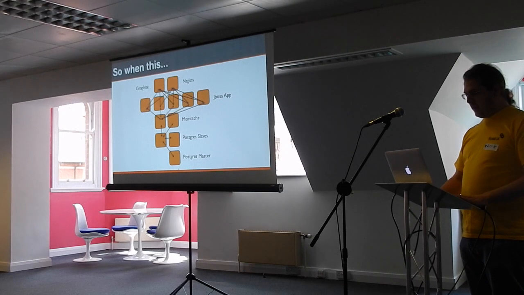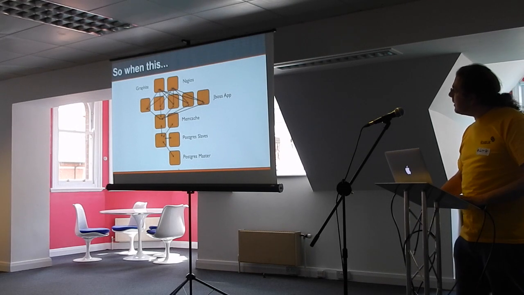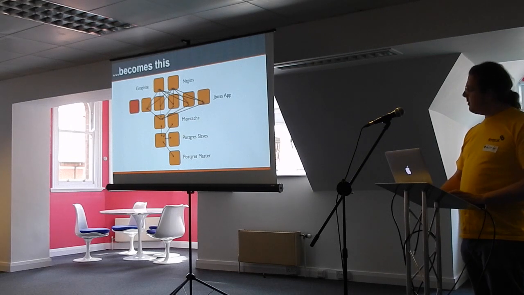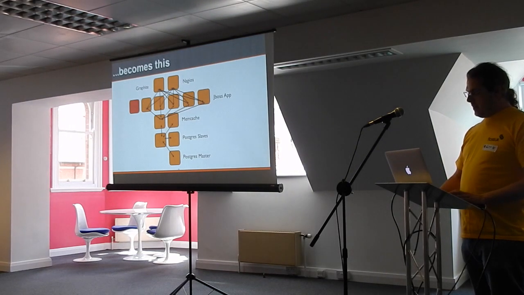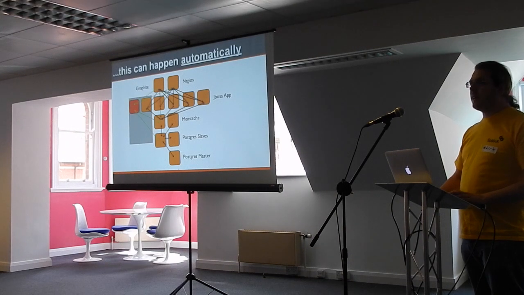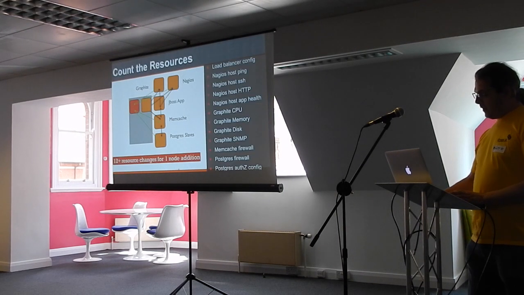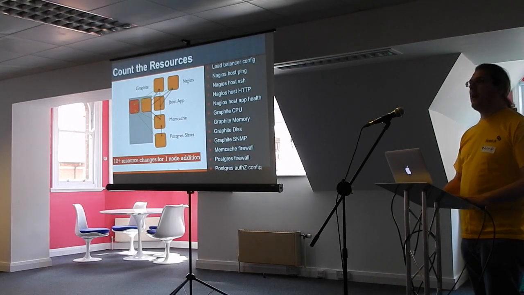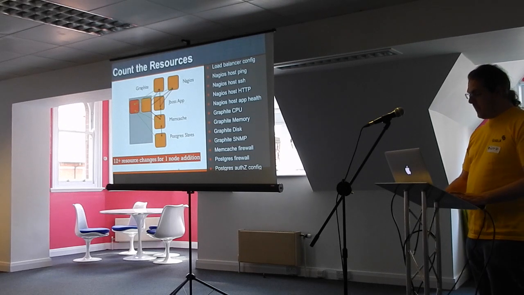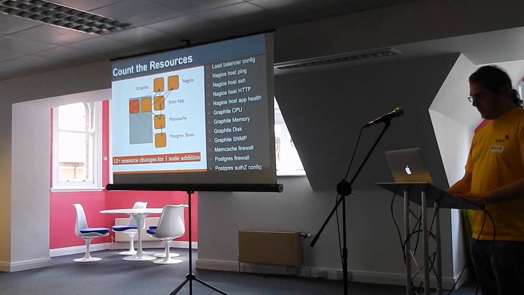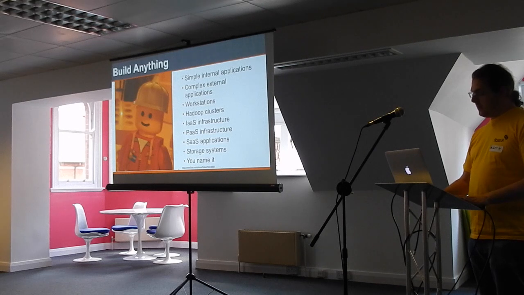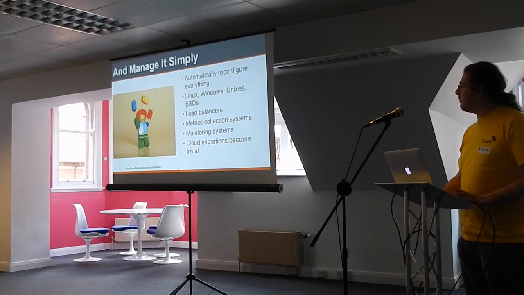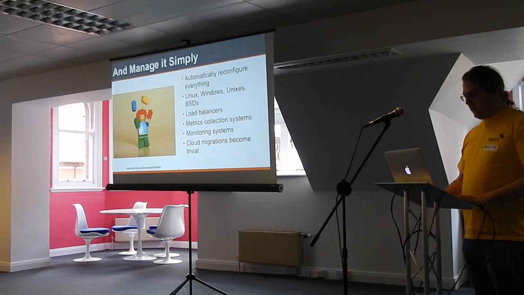This basically means that you've got your system like this, all of your information on there, you've got Graphite, Nebula, your cache, Postgres, and you add another application node, and it automatically reconfigures everything else. So 12 resources change with one node addition. And that all happens automatically based on the search system, which is really very powerful. So you can build anything, and importantly, manage it very simply because everything is configured individually for everything else.